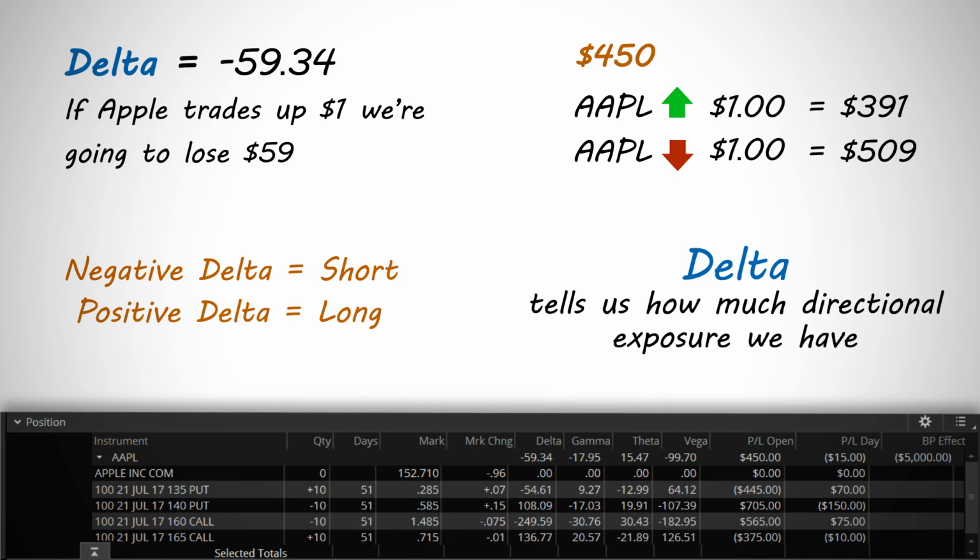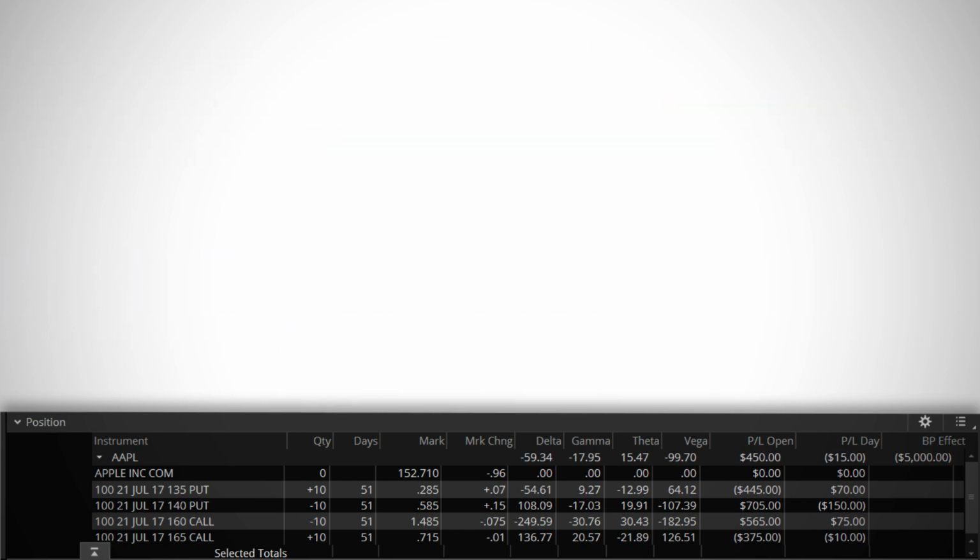The delta also tells us how much directional exposure we have to a changing stock price. This number should obviously be in line with our risk tolerance levels. If the delta gets outside of our risk tolerance level, then we would need to make an adjustment on the position to ensure we keep ourselves safe. So, what is safe? Safe really depends on you and what your risk tolerance is.